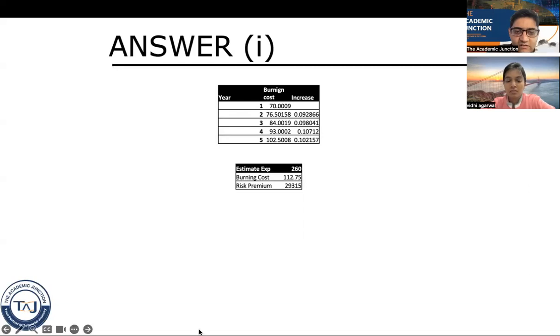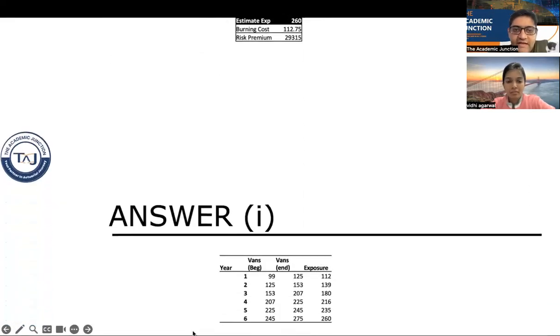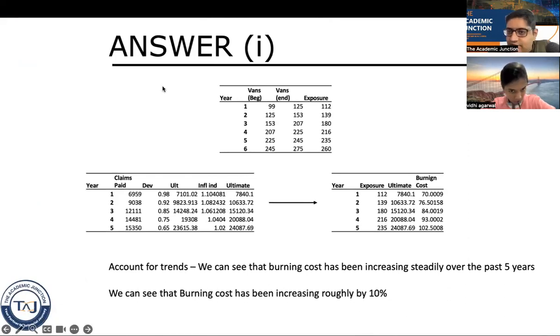There are two challenges in this question that you have to look out for. First challenge obviously is calculation of exposure. Second challenge obviously is trending of burning cost. Those are the two biggest pitfalls in any of these kind of questions. Calculation of exposure, trending of burning cost. If you get those two right, you will get full marks.